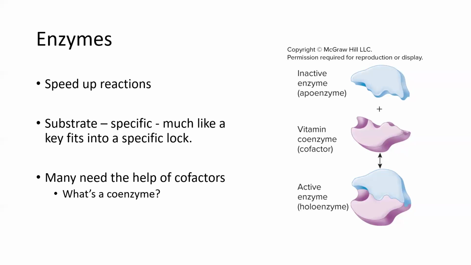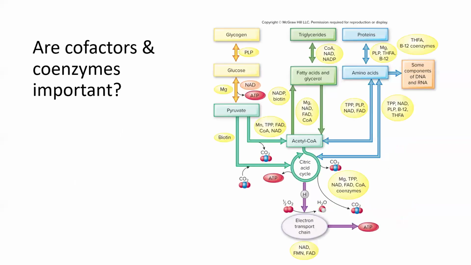Many enzymes are also going to require the help of something called a cofactor in order to function properly. Cofactors can either be inorganic ions or they can be organic molecules, which we might then call coenzymes. Coenzymes are often derived from vitamins, and they're essential so that the enzyme itself can function properly. So, are they important? Yes. Cofactors and coenzymes are often crucial just to maintain the proper functioning of enzymes. Without them, many of the body's metabolic processes would not occur efficiently or occur at all.